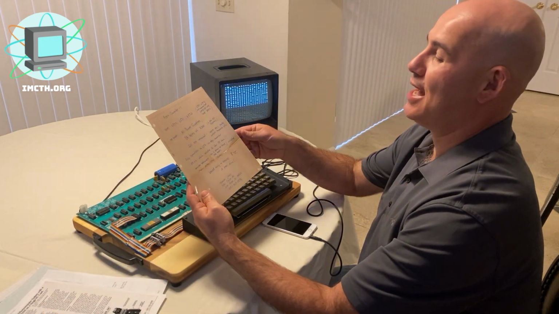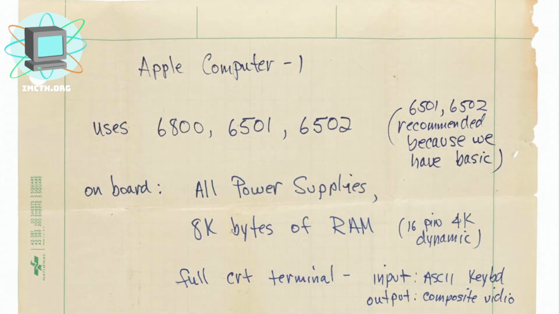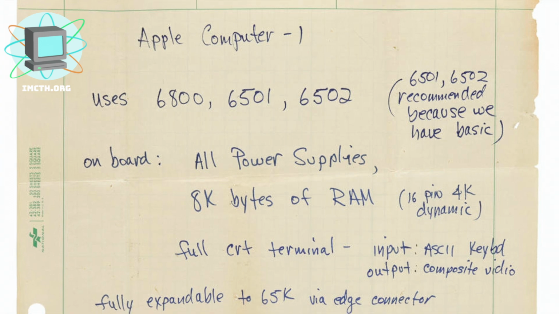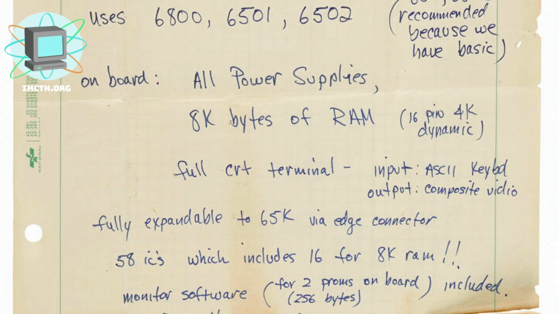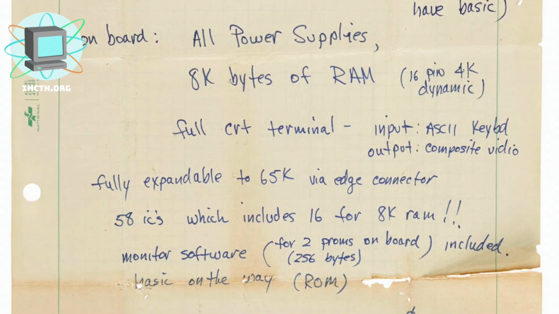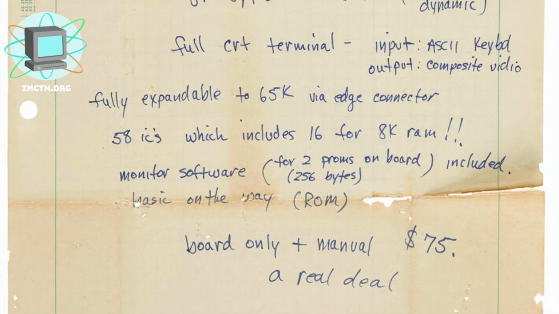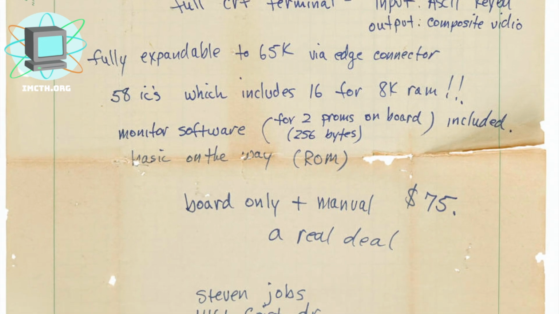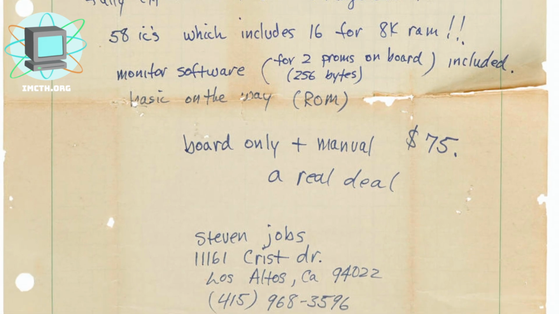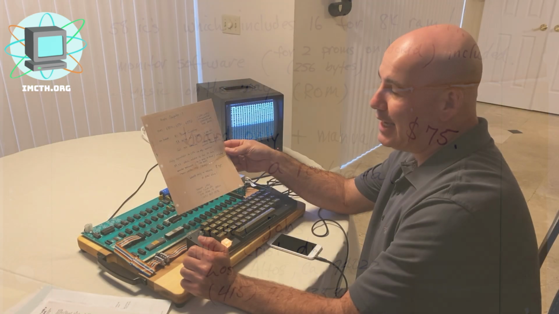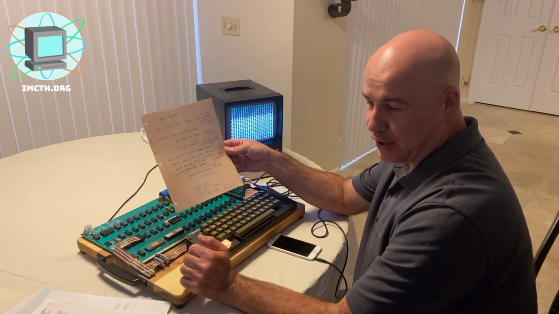Here's the first ad for the Apple I, where people would be interested in possibly buying it, and it came only as a board and manual for $75. And this was a handwritten ad. This is Apple's first ad for selling the Apple I, and you would contact Steve Jobs directly. And the computer came with 8K of memory as well, but you had to build it.